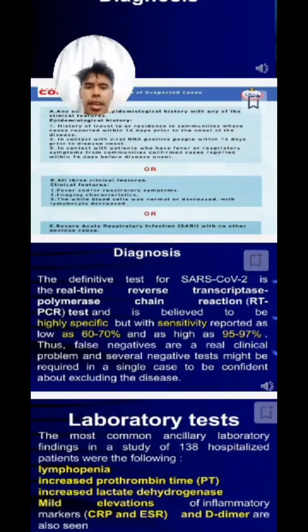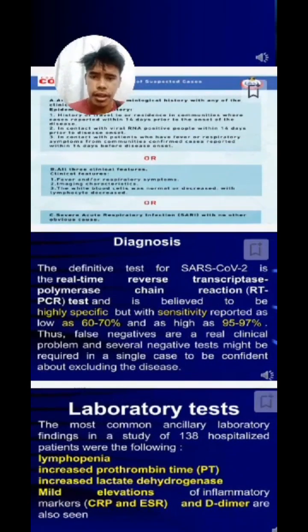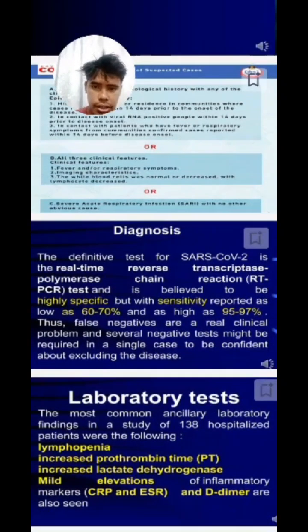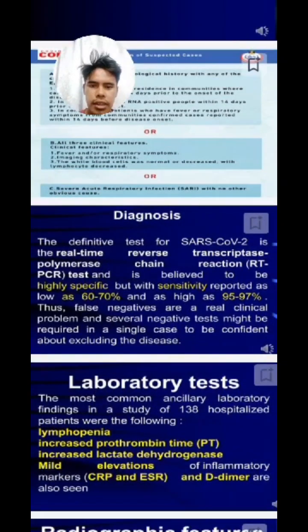Diagnosis: the definitive test for SARS-CoV-2 is real-time reverse transcriptase polymerase chain reaction, and is believed to be highly specific, but the sensitivity is reported as low as 67% and as high as 95 to 97%. Thus false negatives are a clinical problem, and several negative assays might be required to be convinced about excluding disease. So that's all, thank you.